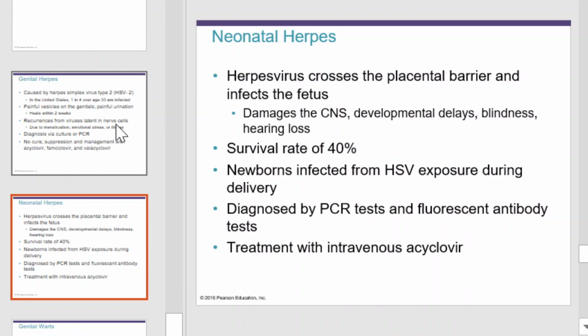Neonatal herpes is when herpes crosses the placental barrier and infects the fetus. This can damage the central nervous system, cause developmental delays, blindness, and hearing loss. It does, however, have a survival rate of 40%. Newborns can also be infected from herpes simplex virus exposure during delivery. Diagnosis by PCR tests and fluorescent antibody tests is common. Treatment is accomplished with intravenous acyclovir.